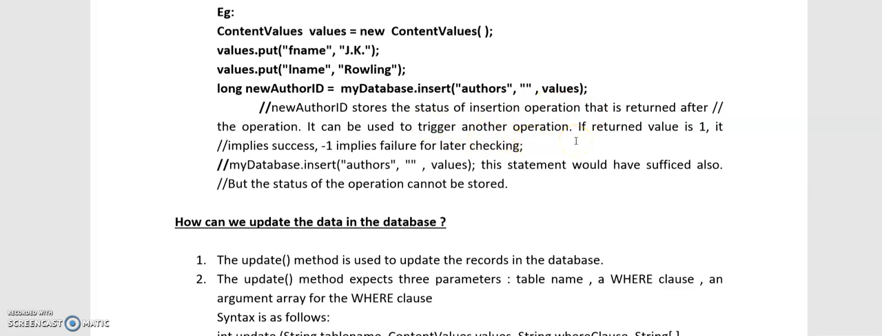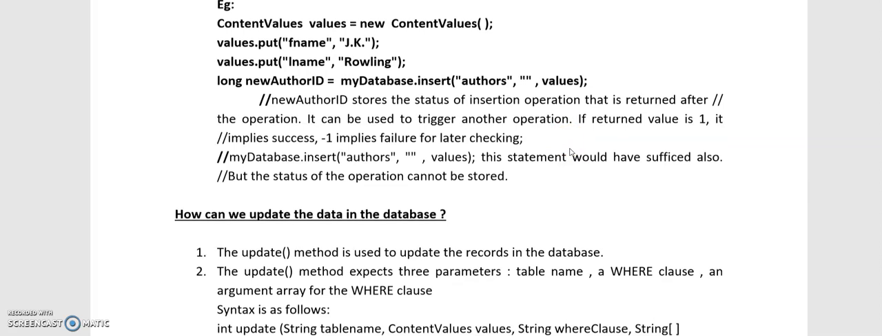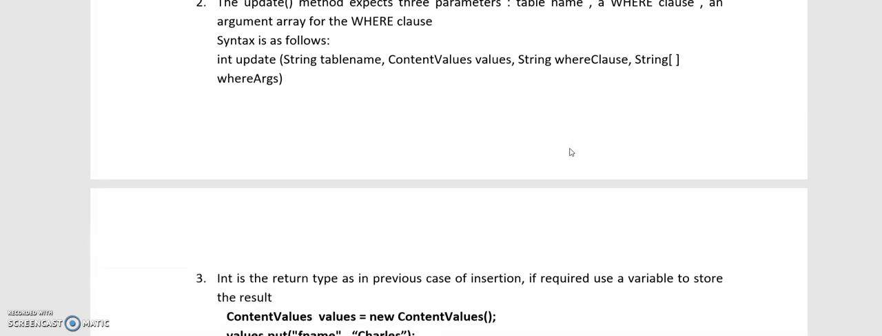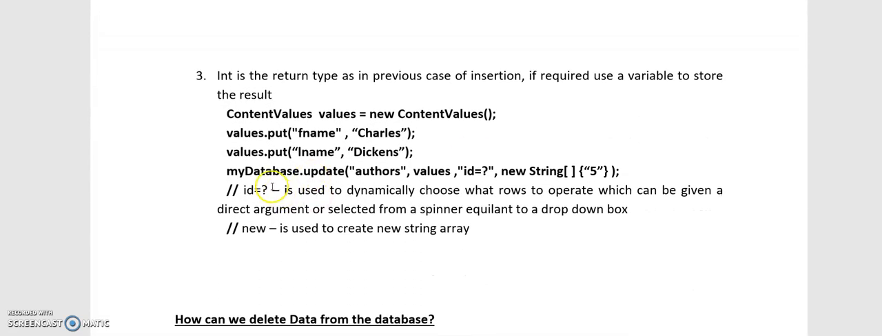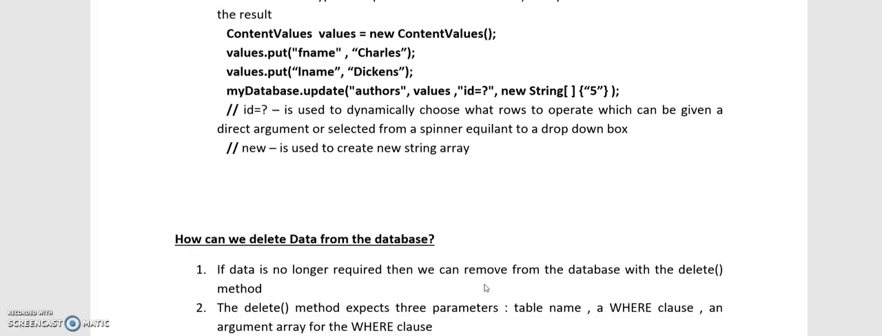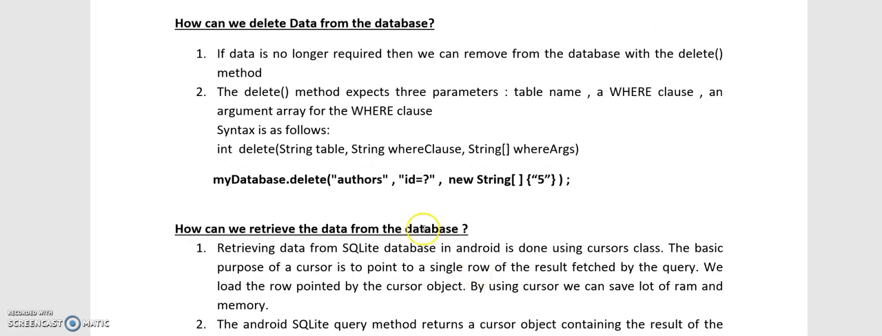If you have to observe it for another operation, then definitely getting a return value would be good. If the return value is 1, it implies success. If the return value is -1, it may imply failure. So it is not always necessary that you go for a return value, hence you have only mydatabase.update over here, and you have the delete data function also. Just like that, you have mydatabase.delete on authors with the ID, and you need to pass the argument.